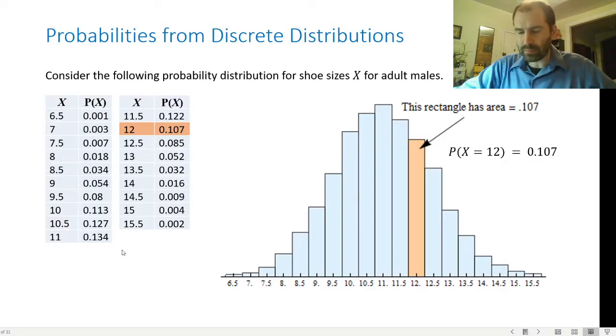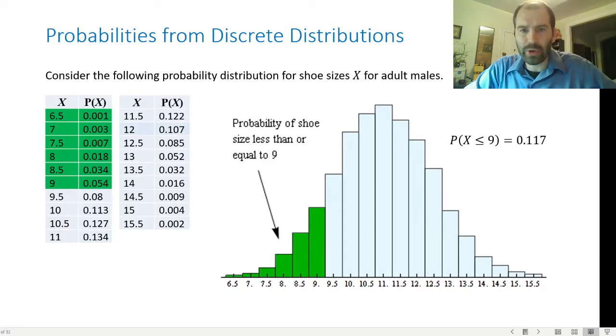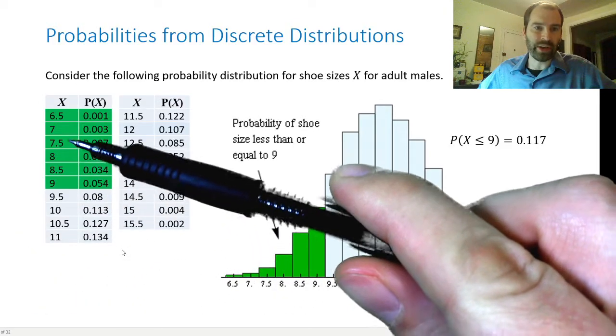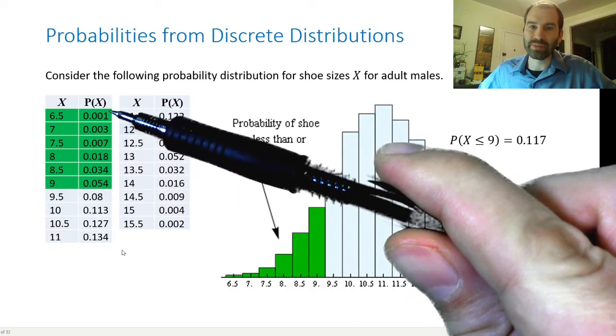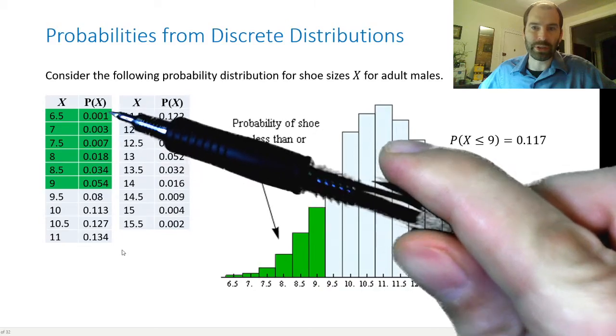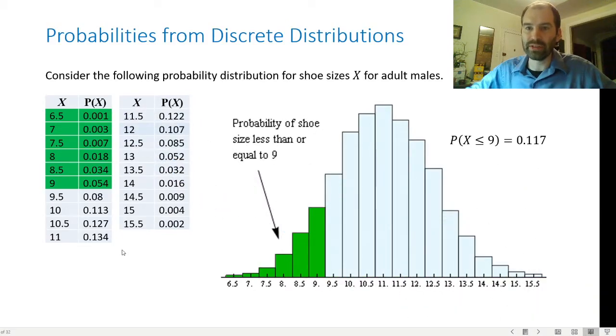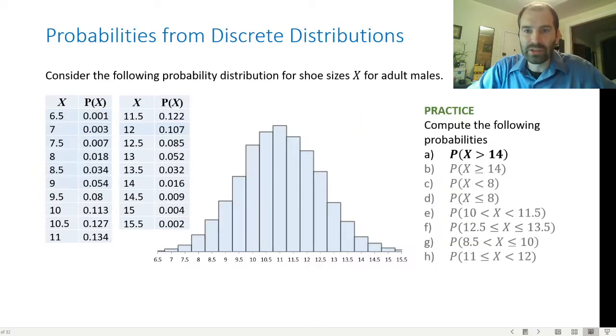So let's keep going with this. The other question we asked was, what was the probability that a shoe size was less than or equal to 9? Less than or equal to 9 means 9 or less, so we're looking at all of these values here. We're going to add all of these probabilities, and when you add them up, you get 0.117. That's the same as adding up the areas of these rectangles, or adding up the heights of these rectangles. Same thing. Let's do some more.